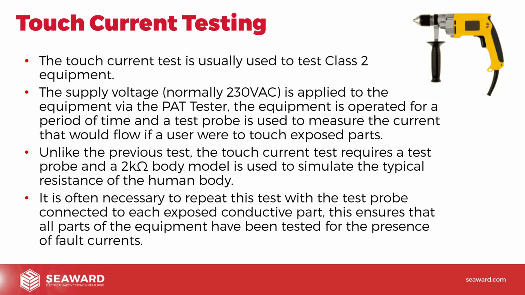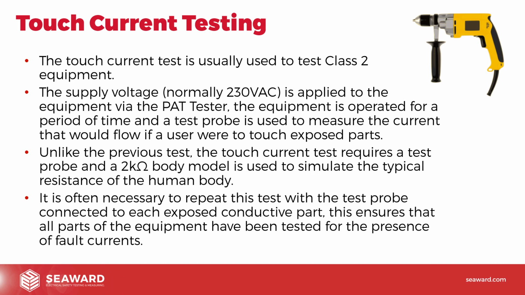So the next test we're going to have a look at here is touch current testing. Now, touch current is usually used for class 2 equipment. Obviously we can't do protective conductor current testing on class 2 equipment because there's no protective conductor, but you could, in theory, if you wanted to, apply a touch current test to class 1 equipment, maybe if you wanted to check certain parts on there. But normally, protective conductor current testing is what we do on class 1, and touch current testing is what we generally do on class 2 equipment.